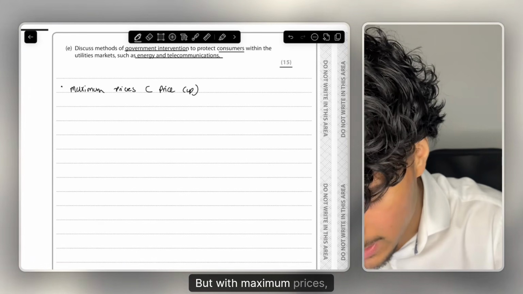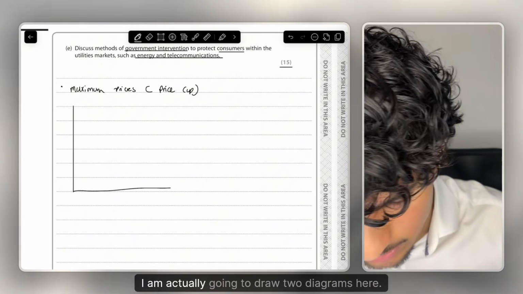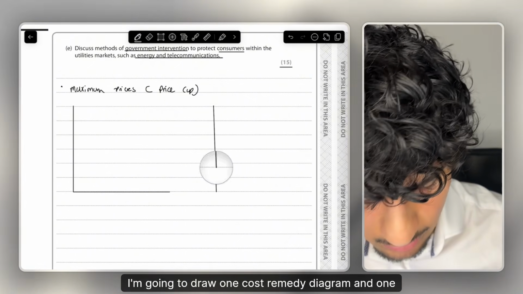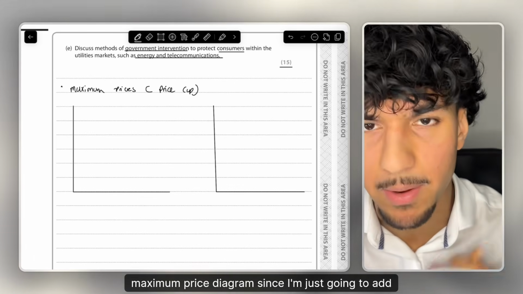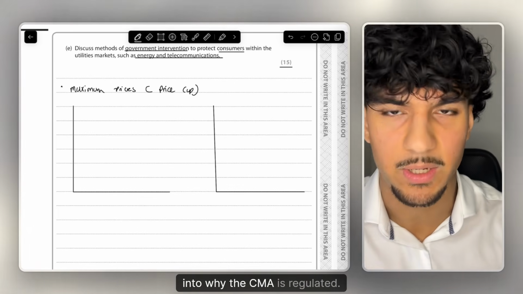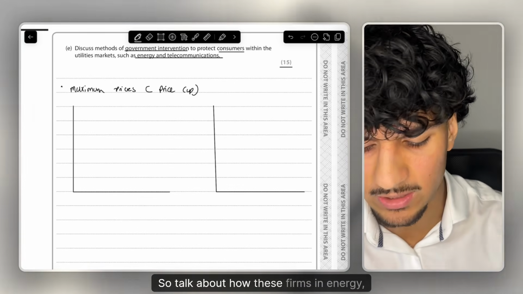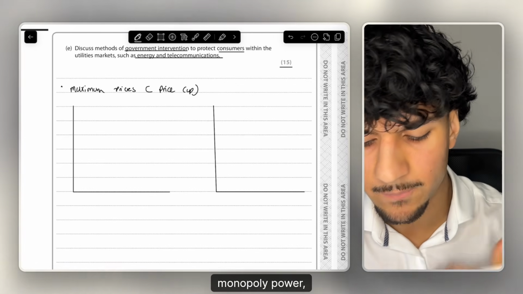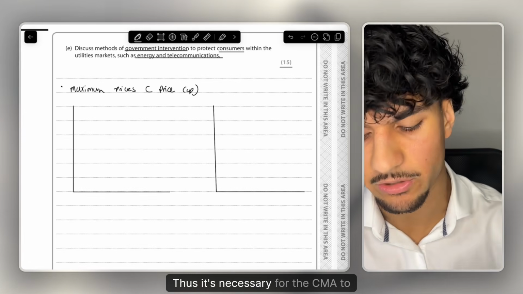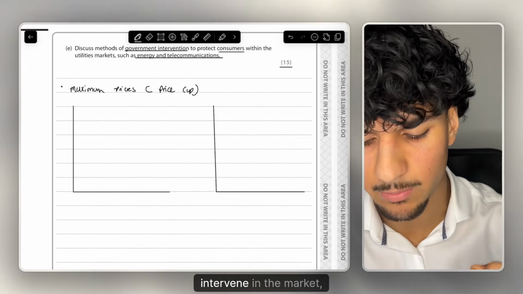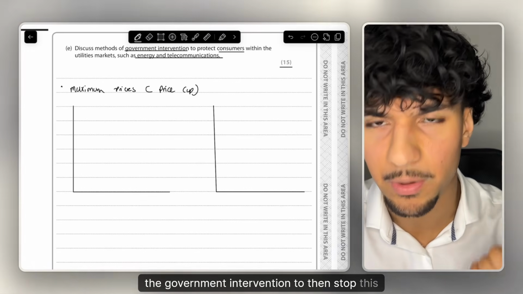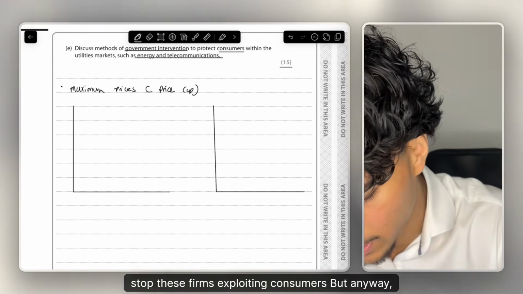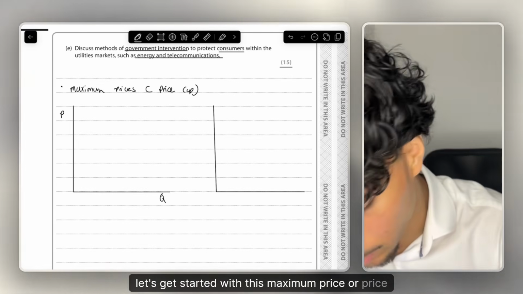But with maximum prices, how we're going to show this on a diagram, I am actually going to draw two diagrams here. I'm going to draw one cost revenue diagram and one maximum price diagram, since I'm just going to add a bit more detail into why the CMA has regulated. So talk about how these firms in energy and telecommunication markets usually have this monopoly power. They can exploit consumers. Thus, it's necessary for the CMA to intervene in the market, the government intervention, to then stop this degree of monopoly power, stop these firms exploiting consumers. But anyway, let's get started with this maximum price or price cap diagram.